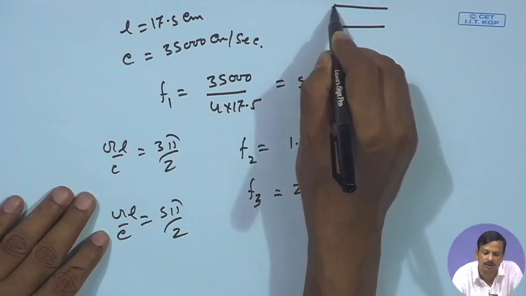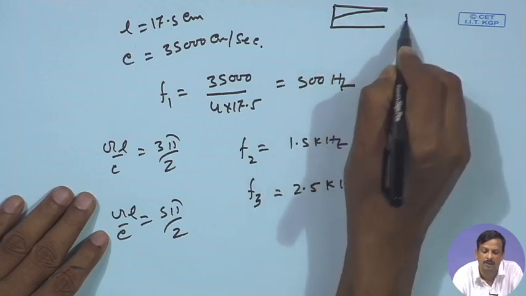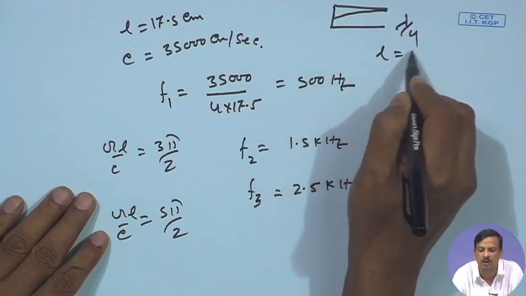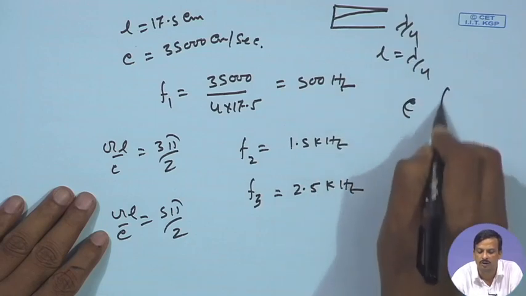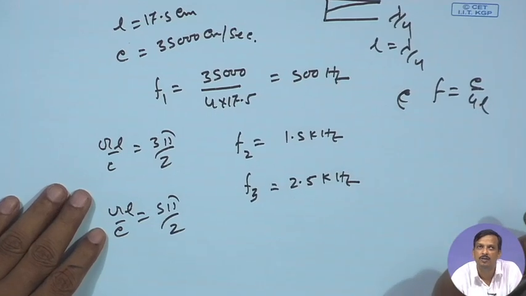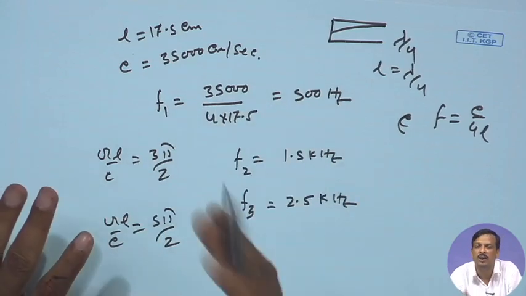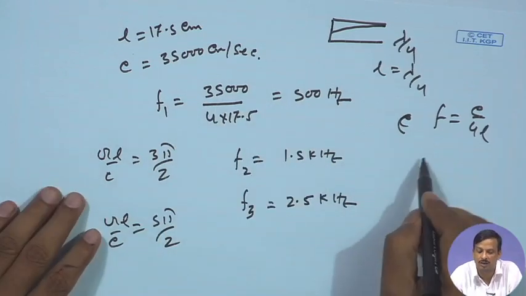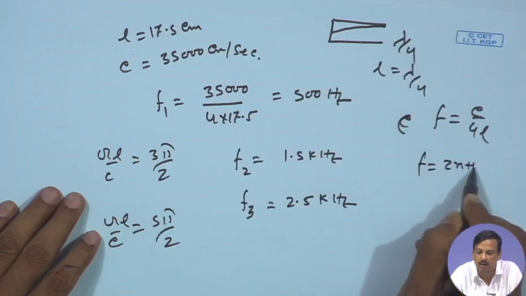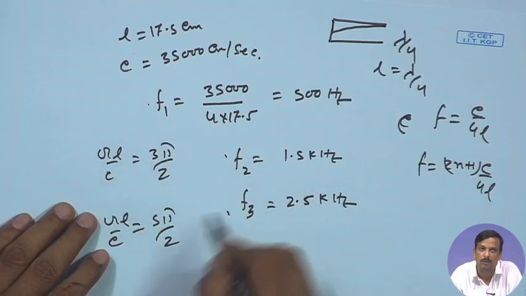This is similar to your earlier physics theory, that if one side is closed, then the first harmonic will occur at lambda by 4. So, L is equal to lambda by 4. So, F is equal to C by lambda, which becomes C by 4L. C is the velocity and L is the length of the tube, which is the same here also. Then it will be odd multiples, so F is equal to (2n plus 1) C by 4L. So here also it is the same. So, F1, F2, F3 I can get.